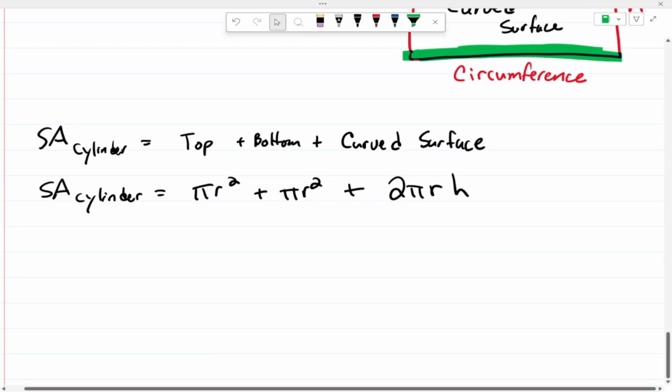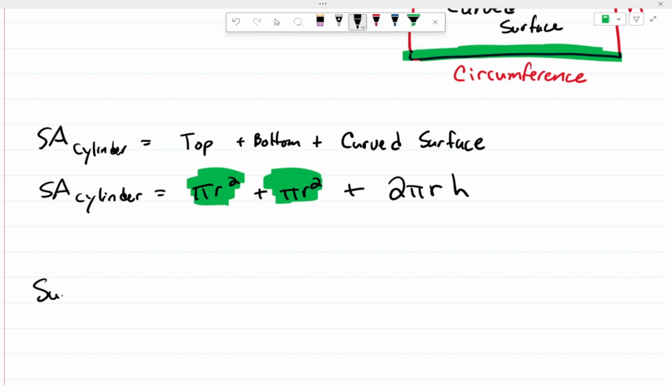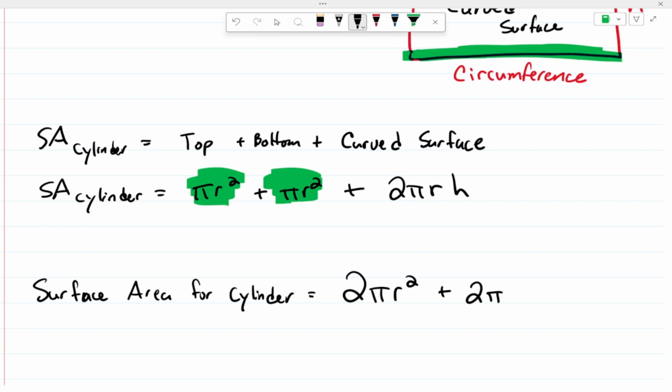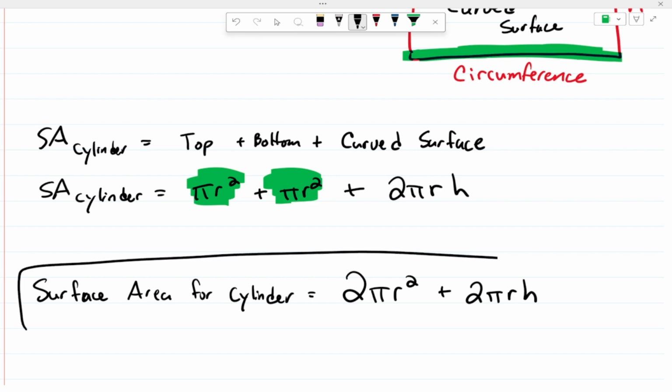And if you look here, we have like terms. So at the end of the day, the surface area for a cylinder is 2 times pi times r squared plus 2 pi rh.